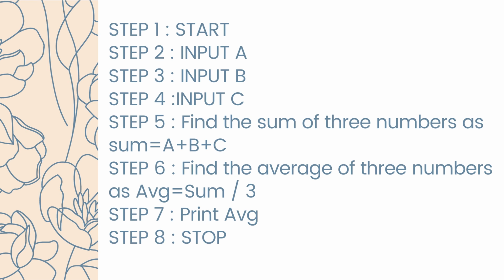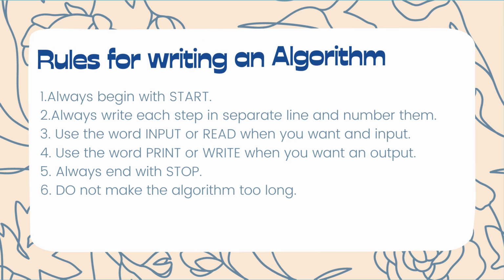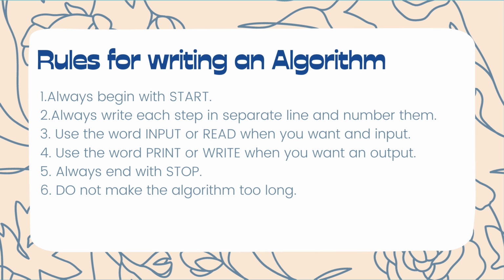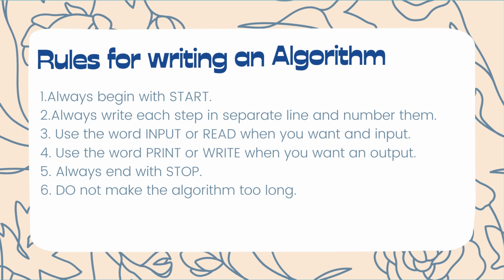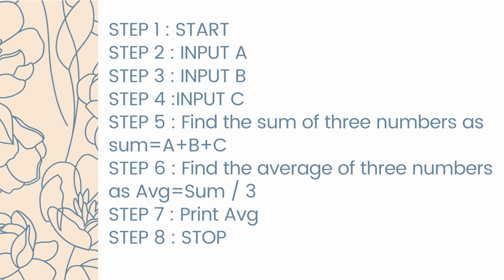So the final step is to stop. Can you understand? Always end with stop. We are closing with these eight steps. We didn't make the algorithm too long here. And in the final step, we have closed the program by using the command stop. Okay, so this is the way you write an algorithm.